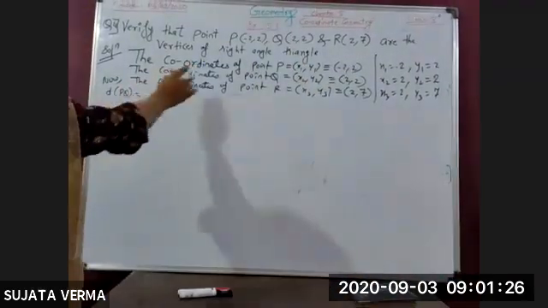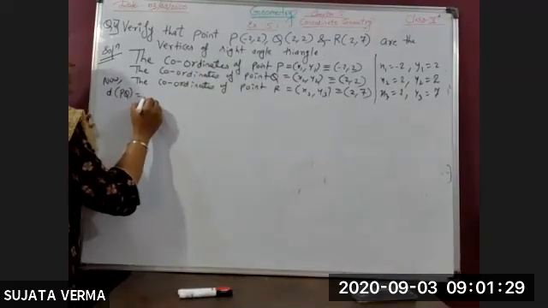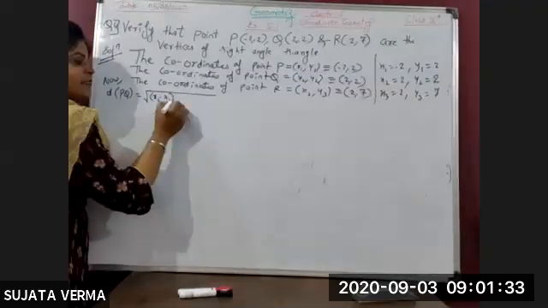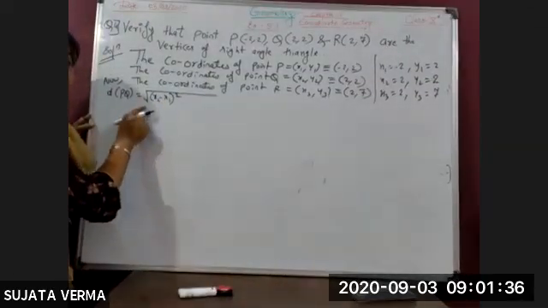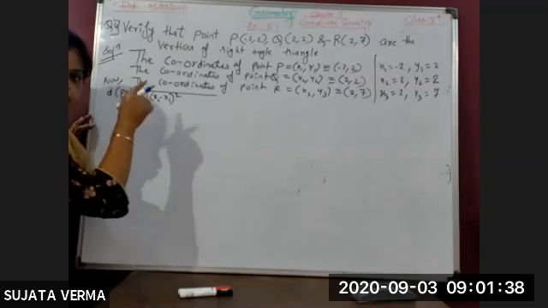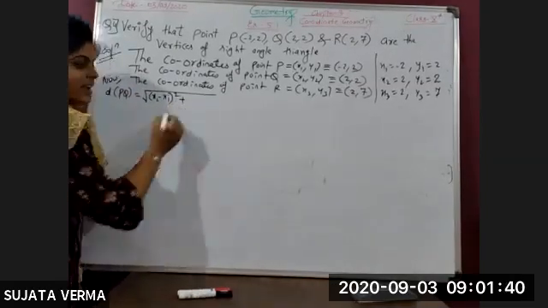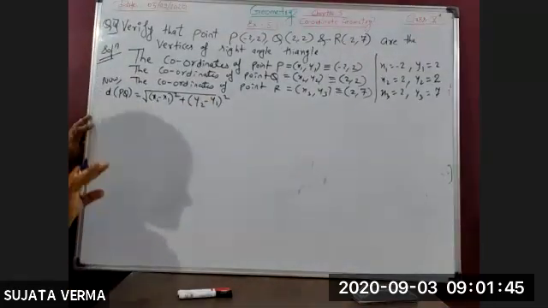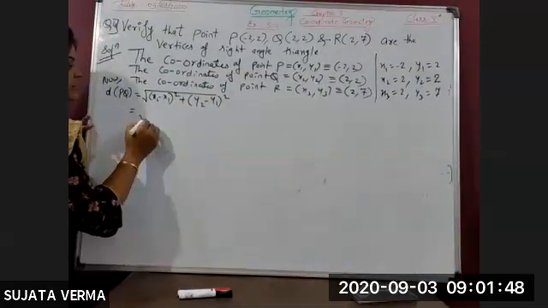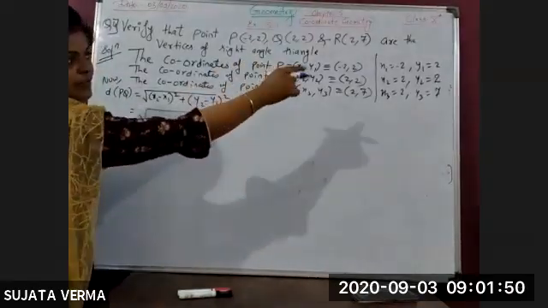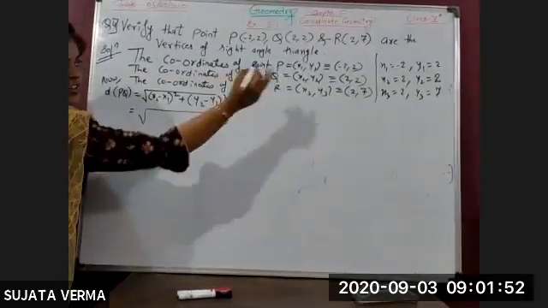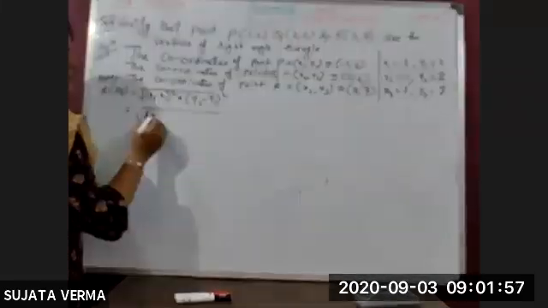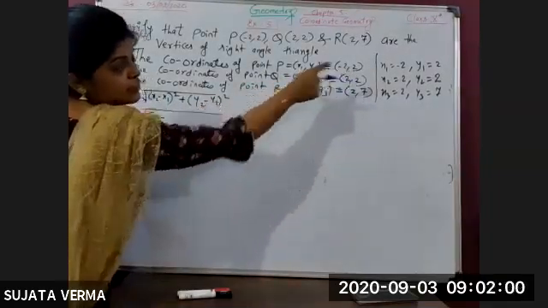First, we find the distance between PQ. Apply the distance formula, that is the square root of (x2 minus x1) whole square plus (y2 minus y1) square. Is it clear? Now put the values of x1, x2, y1, y2 from this side. x2 is equal to 2 minus x1, which is minus 2.